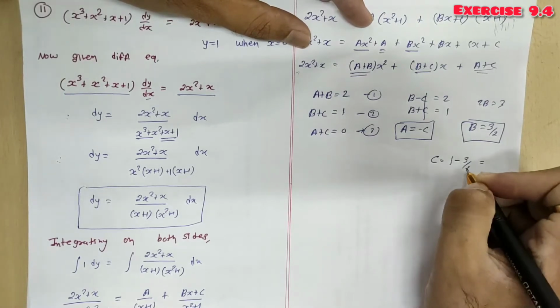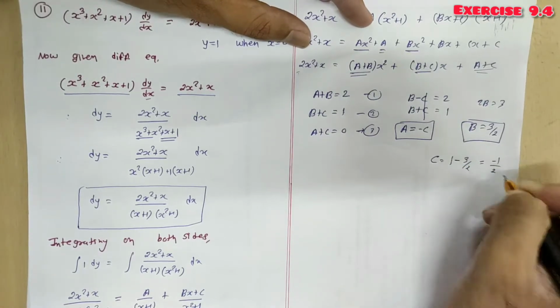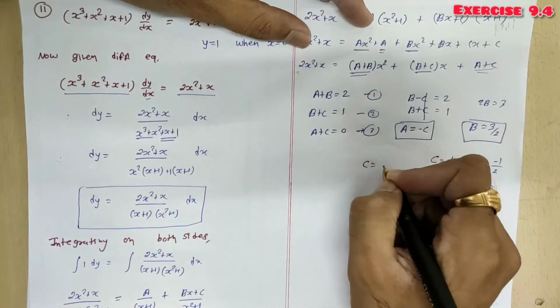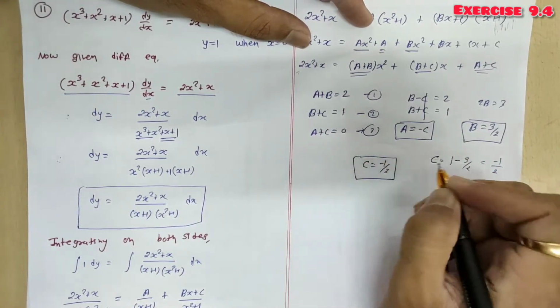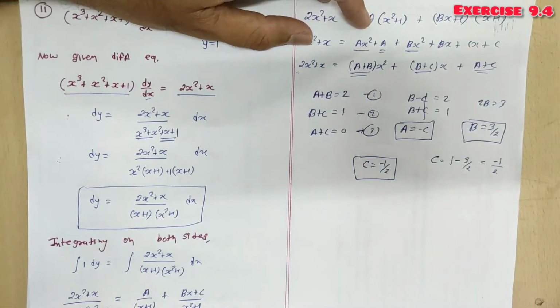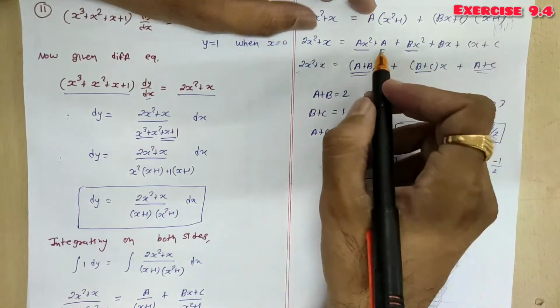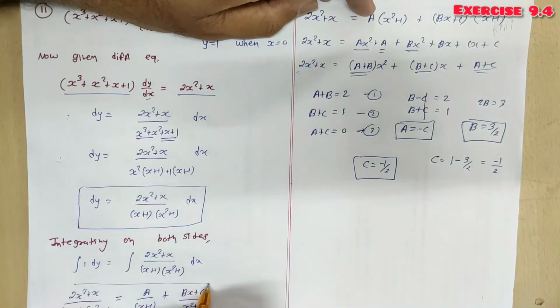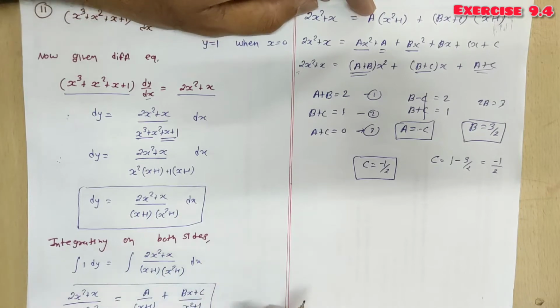So the value of c is 2 minus 3 minus 1 by 2. Therefore c equals minus 1 by 2. These are the values of these constants. Done? Now put this a, b and c in our partial fraction, replacing this integrand.